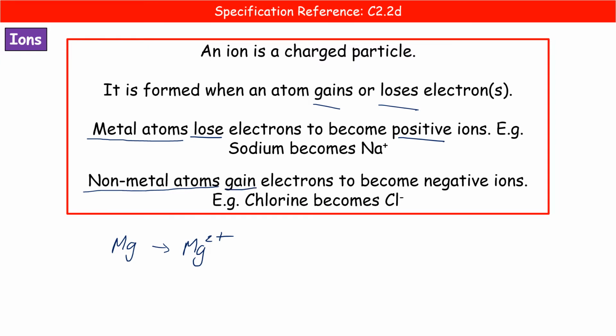On the other side, the right-hand side, we have our non-metal atoms, and they are always going to gain electrons, and therefore they become negative ions. So if we consider the example from group 7, we've got chlorine, and it becomes chloride ions, Cl-, single negative charge, because it gains 1 electron. If we were to think about oxygen, then that's going to gain 2 electrons and become O2- ions.